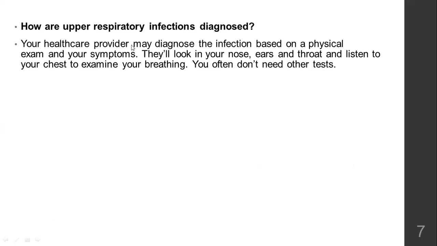So how are upper respiratory infections diagnosed? Usually, you don't need a diagnosis or specific treatment for something like the common cold. But if you have trouble with your regular breathing, or tightness around the chest or chest pain, if these serious symptoms are there, then you have to seek medical help.